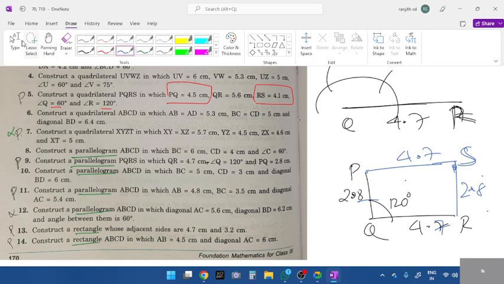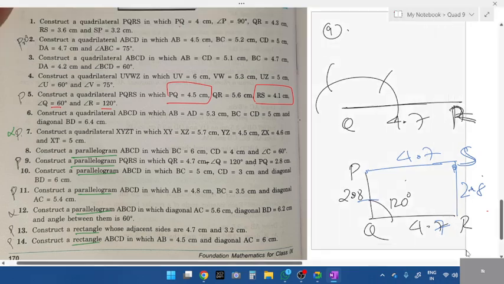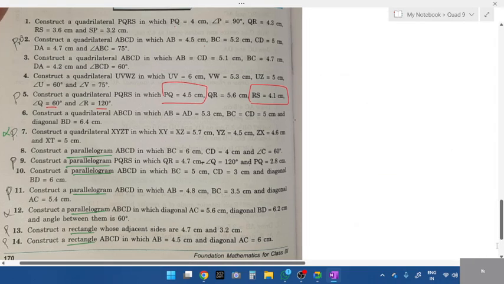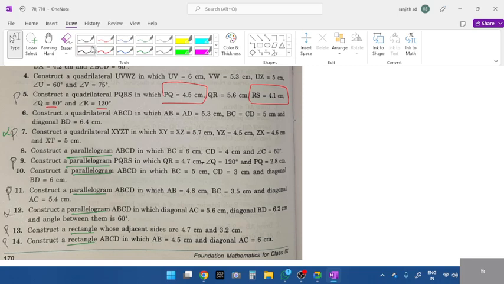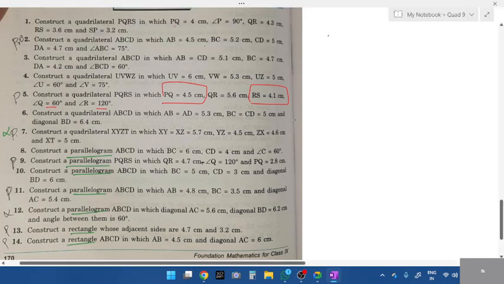11th one. Okay. In the 11th one, before this, was any diagonal given, students? Was any diagonal value given? In other questions, any diagonal? Whatever we solved? Look at the 11th question here. In a parallelogram ABCD, what is the diagonal value given? Tell me, what is the diagonal?